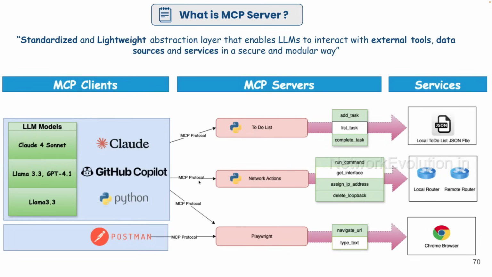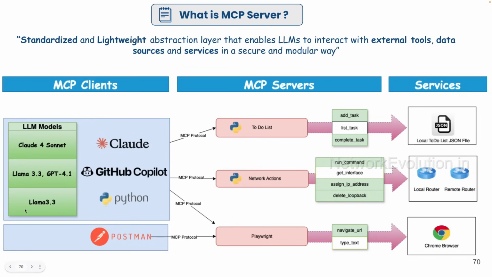And the second example is going to be a simple network automation use case where we are going to have an MCP server, network actions, and there we have run command, get interface, assign IP, delete loopback, all these kind of functions available. And based on the user instruction to the MCP client, this will run the task on these routers. I have two routers, one is local and another is remote.